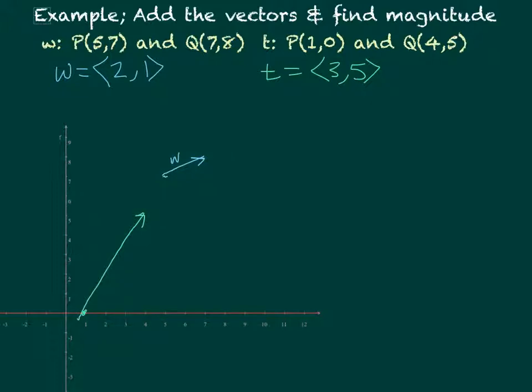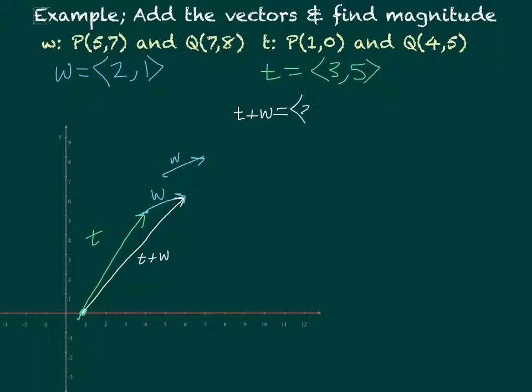Technically, we can add either end to either end, so I'm going to just move my w vector down because I think that would be easier, and then it's going to come up like that. So there's my t and w vector end to end. So if I connect that, that would be my resultant vector, t plus w. So now I'm going to add t plus w.